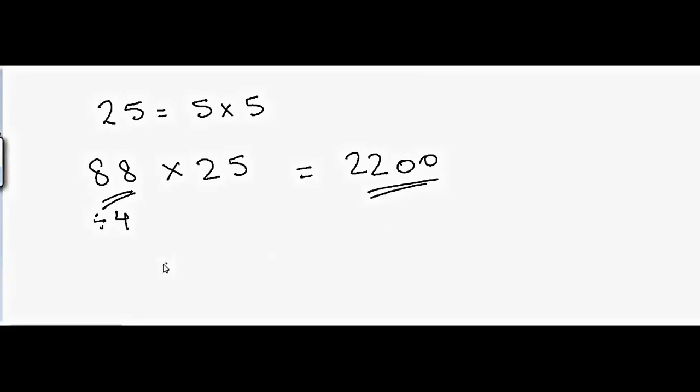Again, if I have to multiply 64 by 25, that will be equal to 16, because 64 divided by 4 is equal to 16. So we have 1600 as the answer.